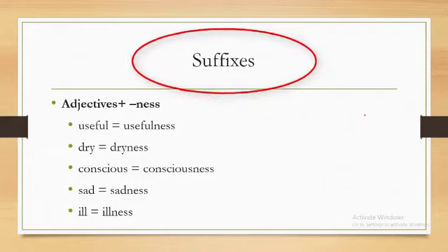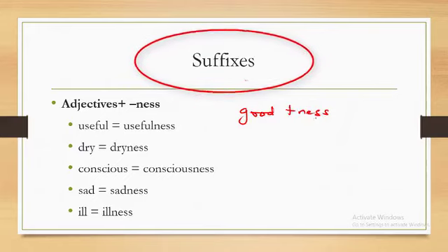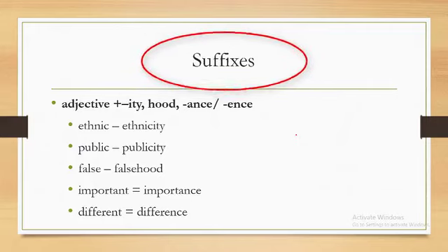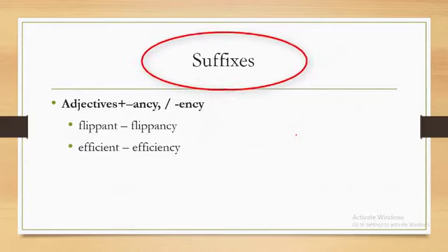Good is an adjective. Good plus ness becomes goodness. So good is an adjective, then this is the word element added to it. We have other adjectives adding ity or hood. So we have ethnicity from ethnic, publicity from public, falsehood from false, which is an adjective. And we have efficient becoming efficiency.